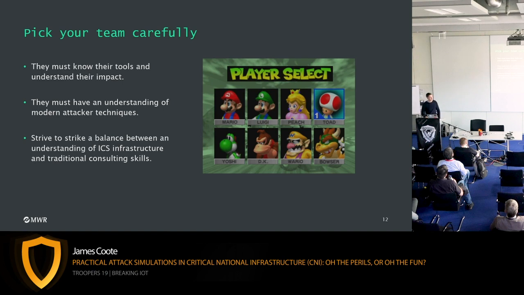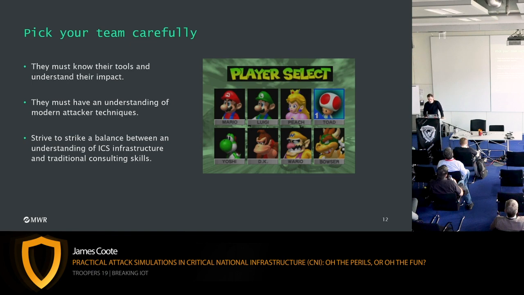The fourth is about picking your team carefully. Ideally, the people around you will understand their tools and understand the impact their tools are having on their targets. So this can be something like, what artifacts are your tools leaving behind after a successful exploit, for example?